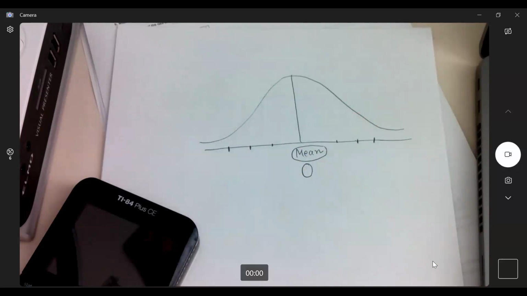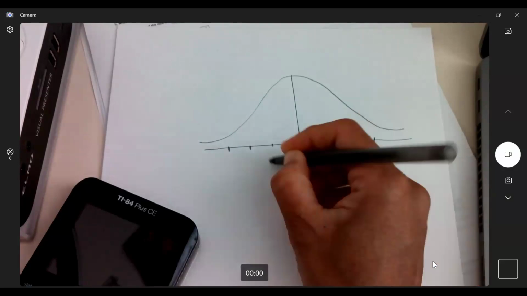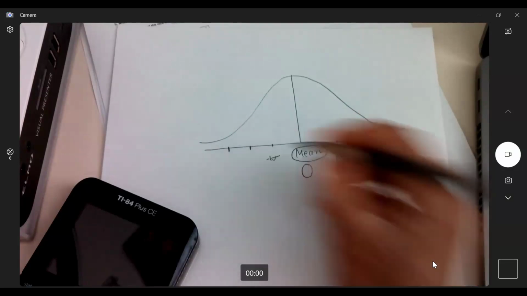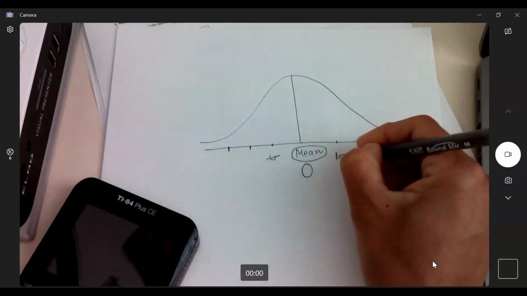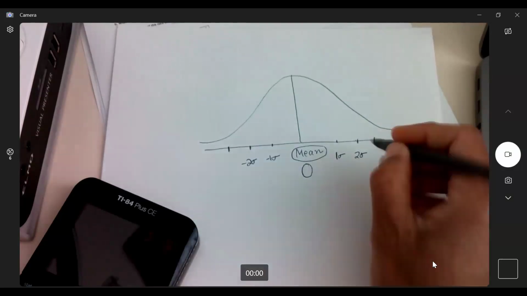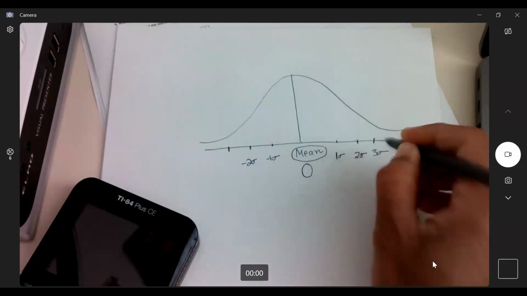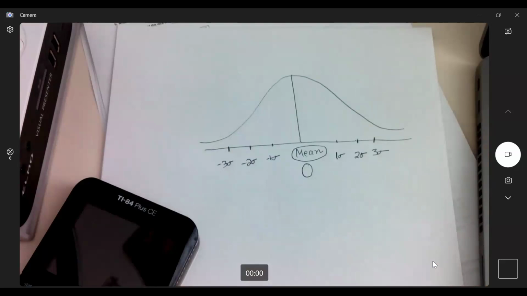And then you go 1 standard deviation this way, 1 standard deviation this way, like you go on a number line, like -1 and +1, 2 standard deviations this way, and 2 standard deviations this way. And then you go 3 standard deviations this way, and 3 standard deviations this way. That's called Z-scores that you're going to find, okay?